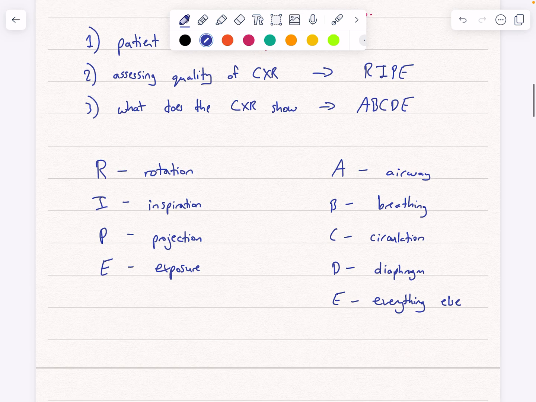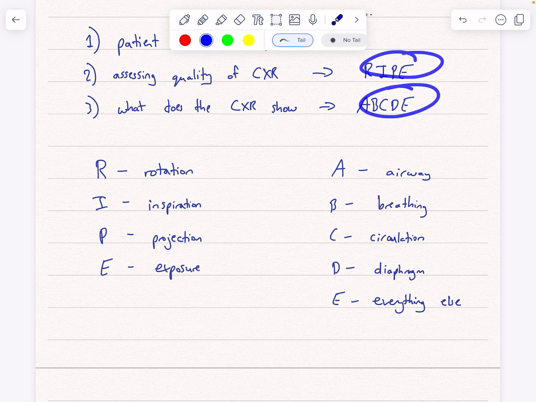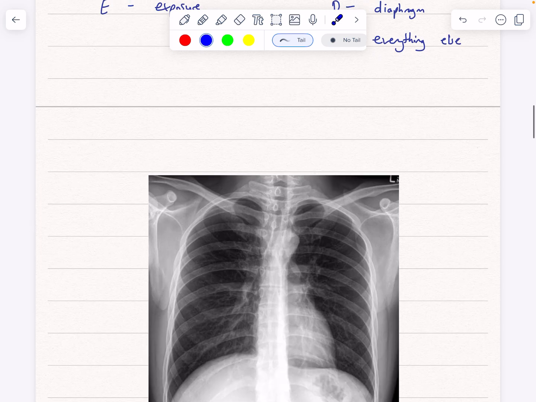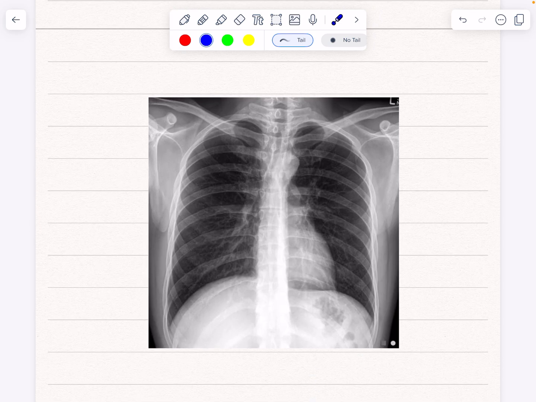Again, any kind of interpretation, like a station in an OSCE or anything actually in the hospital, it's all about working systematically. That's what these acronyms allow you to do. And it allows you to work systematically and make sure you don't miss anything of importance. Okay, so got a chest x-ray here. Let's start writing down and going through what all of these things mean.